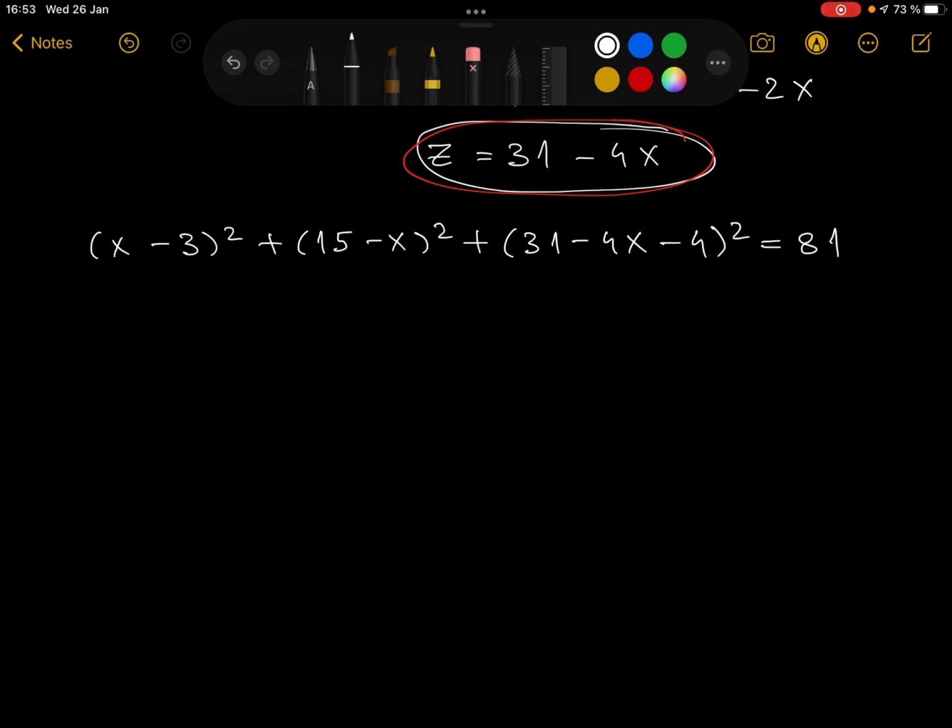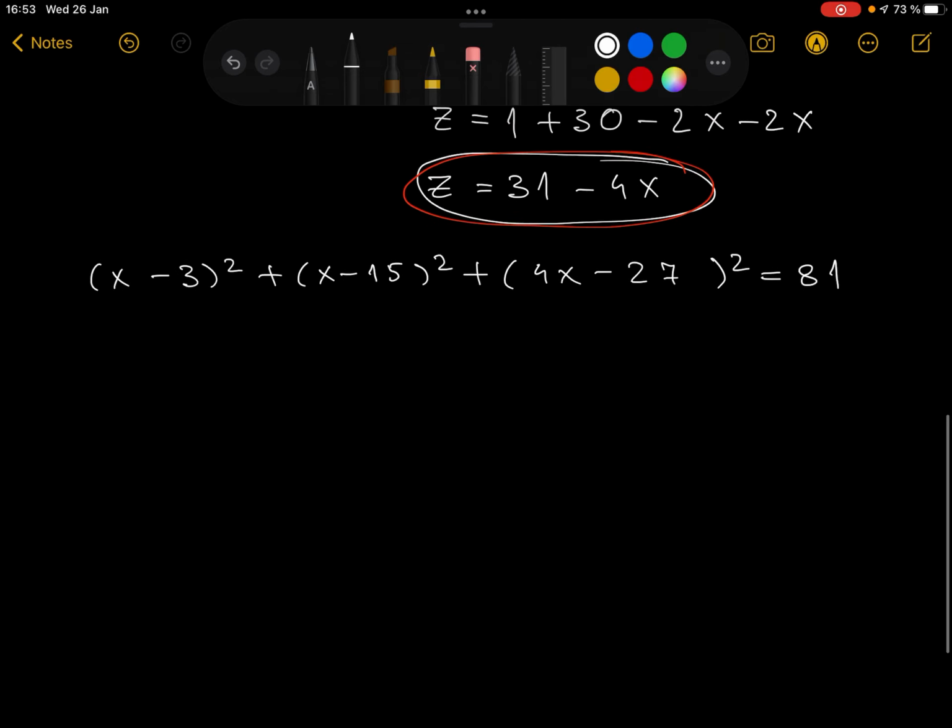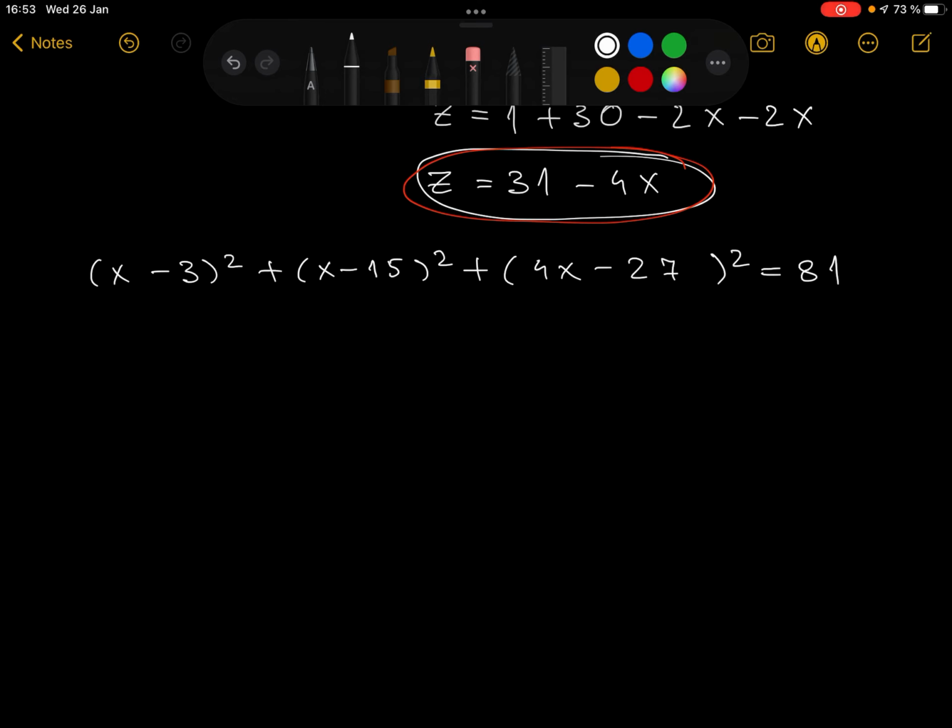So we can just go ahead and rewrite this part. Instead of 15 minus x, that's the same as x minus 15 because of the square here. And in the other one, 31 minus 4 is 27, so we'll get 27 minus 4x, which is the same as 4x minus 27. Why? Because we've got the square right here.